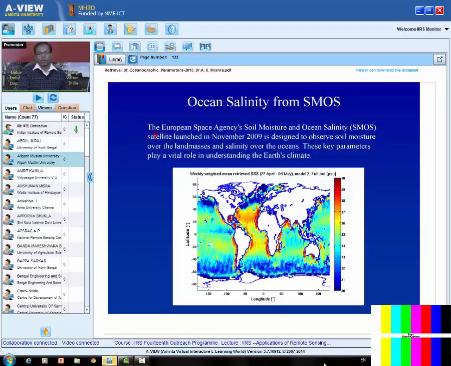Then the ocean salinity from SMOS, that is the European Space Agency Soil Moisture and Ocean Salinity satellite. They launched the satellite in November 2009, and it is designed to give soil moisture information and ocean salinity information. This is one of the initial products.